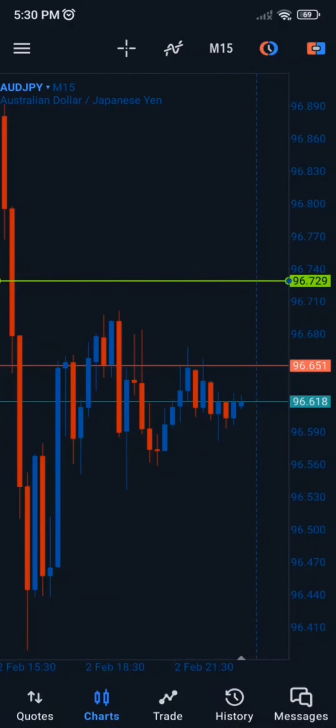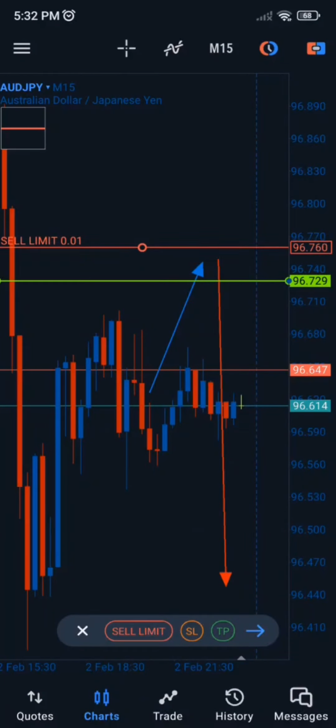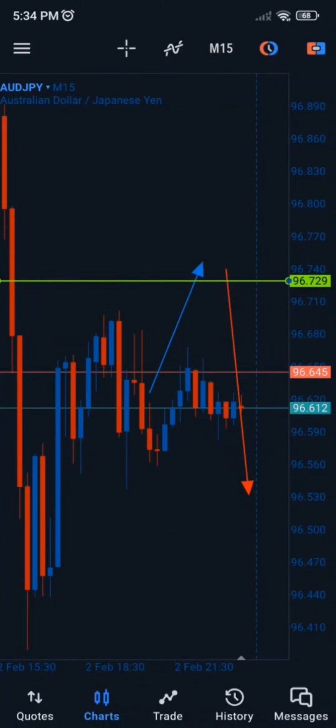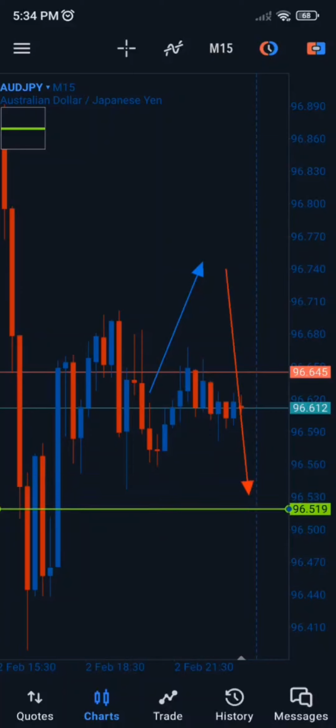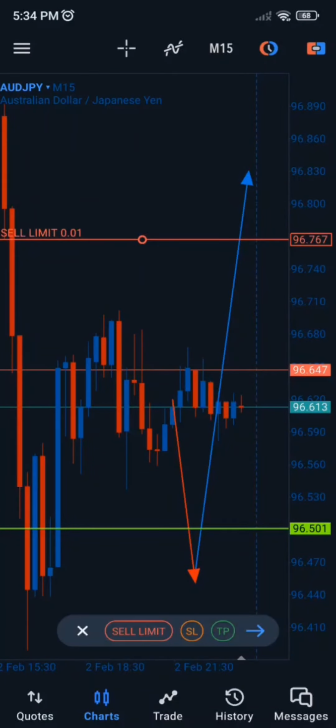I will use a green horizontal line for our entry. If we would expect price to go bullish before going bearish, we can use a sell limit. Price would have to go up to trigger our entry, and based on our analysis, we would expect the price to fall afterwards. This would be the opposite for a buy limit. If we expect price to go bearish before going bullish, we can use a buy limit. Price would have to go down to trigger our entry, and based on our analysis, we would expect price to rise afterwards.